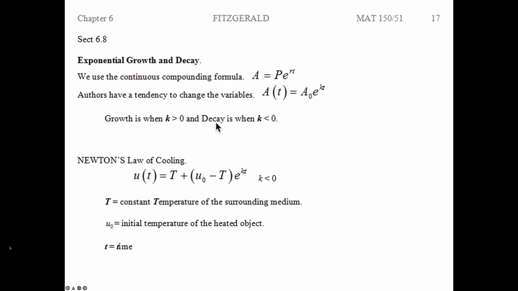Six of one, half a dozen of the other. I don't get why they changed the variables. I'll probably be writing this down because I'm so used to it.